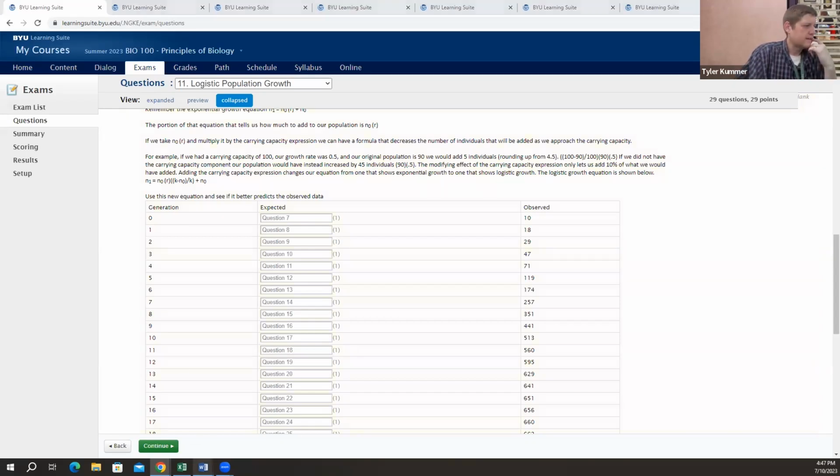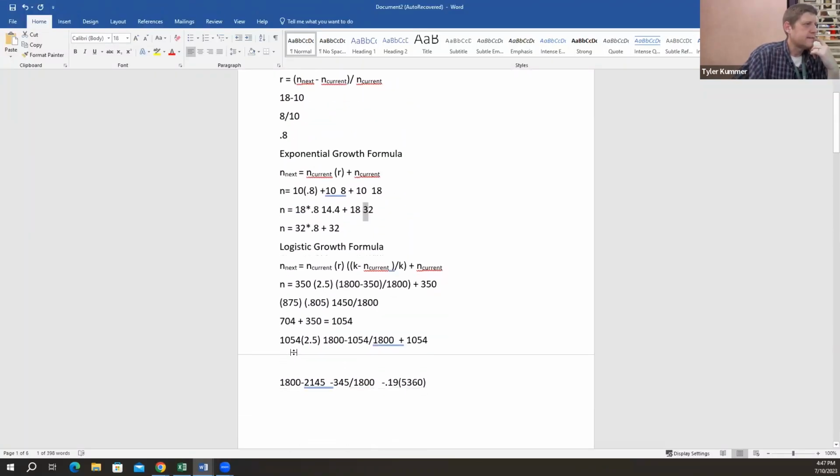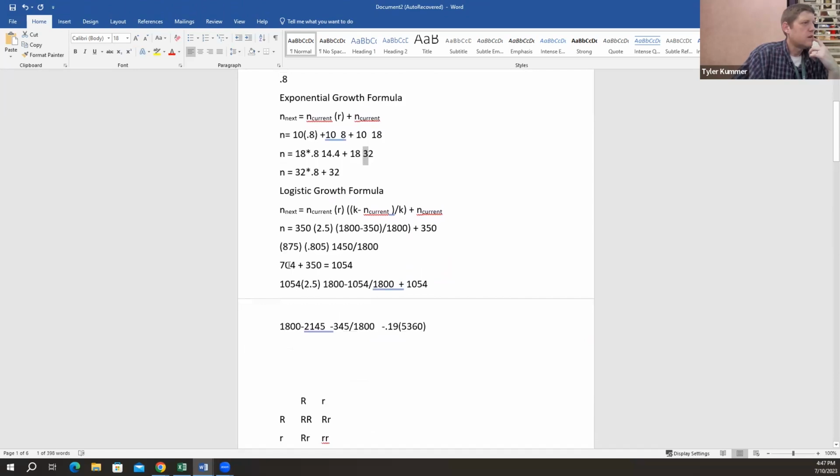So let me see if I got an example here. Okay. So let's say we had a growth rate of 2.5 and a population size of 350 and a carrying capacity of 1,800. 1,800 minus 350 divided by 1,800. Okay, that's going to give us this 0.805. So we have 80% of the room left.